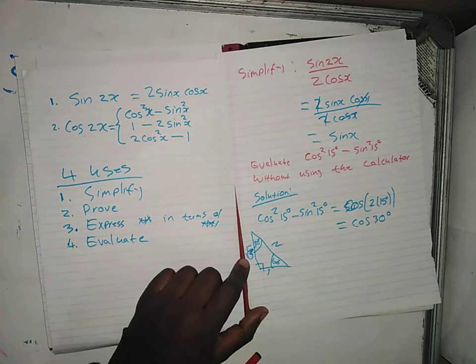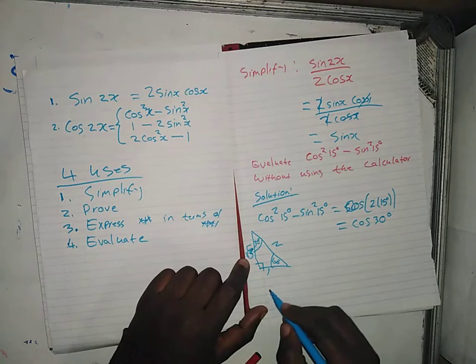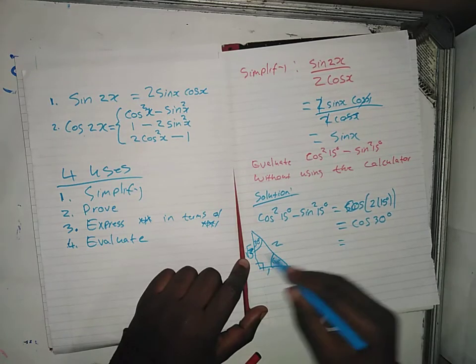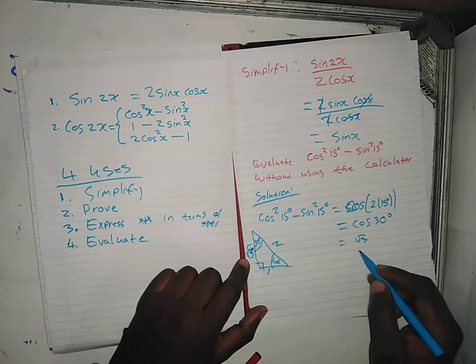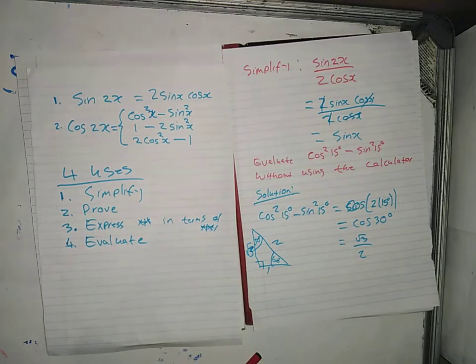And then what is cos 30? We know cos in general is adjacent over hypotenuse. So in this case, cos 30 is adjacent, which is root 3, right? And then divided by what? Divided by 2. Okay? Yes.